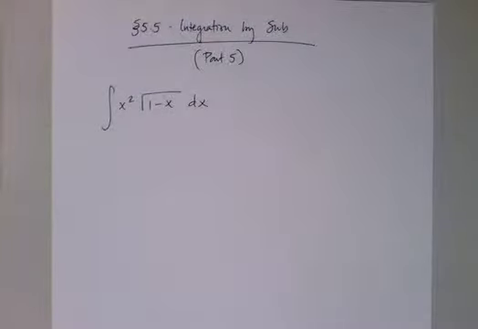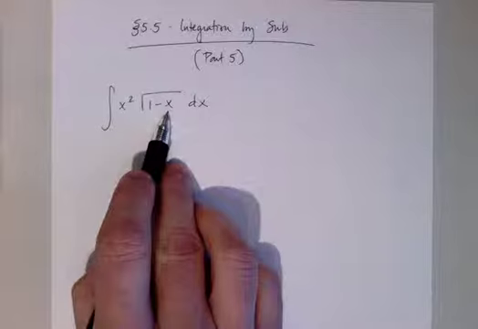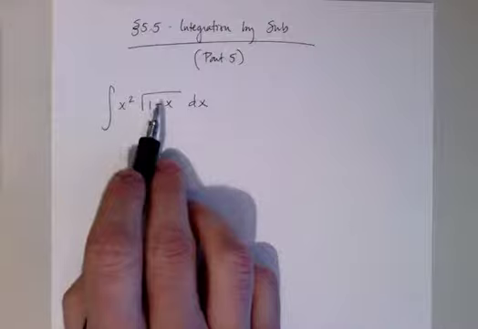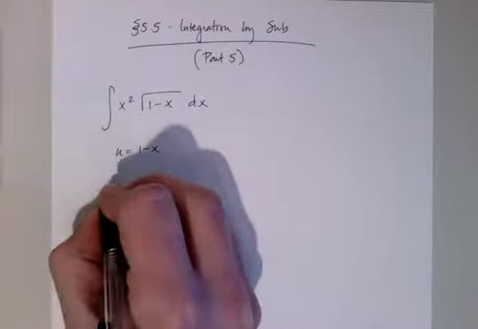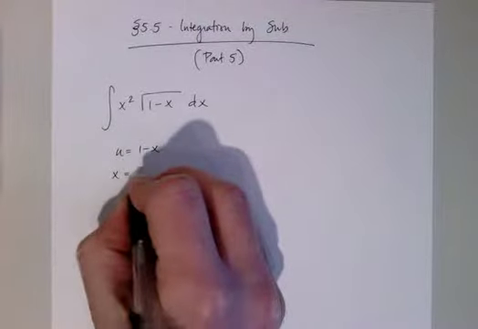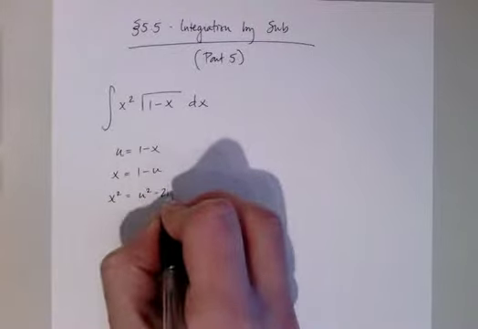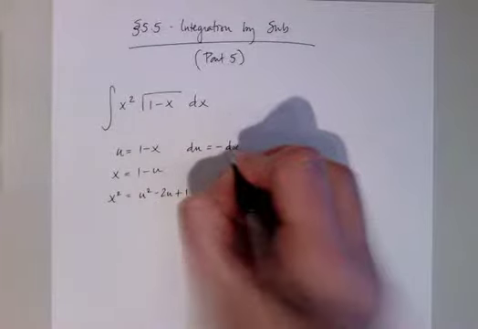Now at this point you should start getting a feel of when a certain strategy needs to be employed. At this point we should see the fact that 1 minus x, if I go with my default that my radicand is going to be my u, which it usually is, I can say u is equal to 1 minus x, x is equal to 1 minus u, and x squared is u squared minus 2u plus 1. And I also know that du is equal to negative dx.